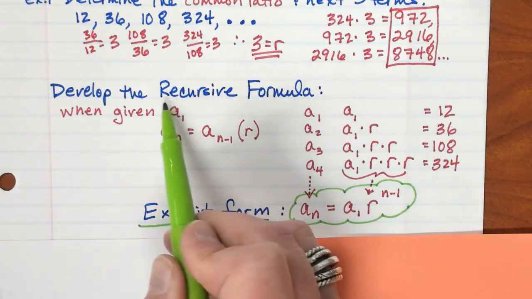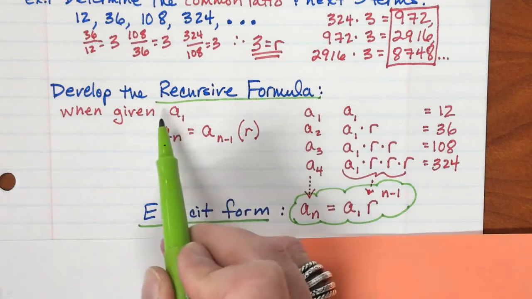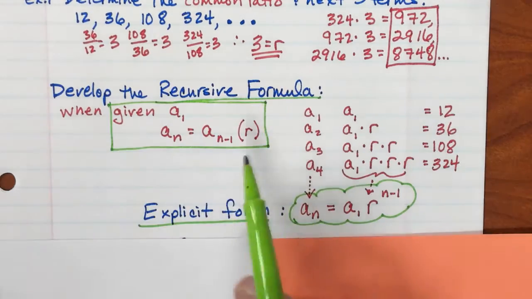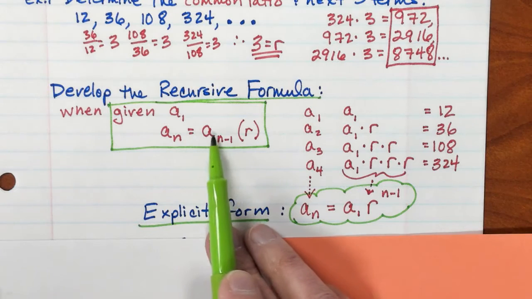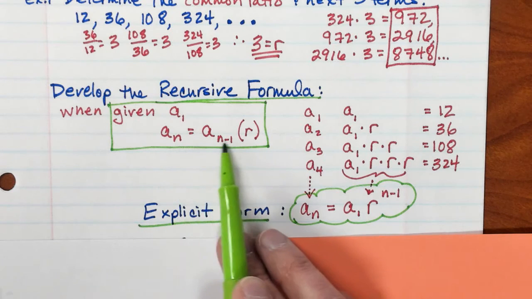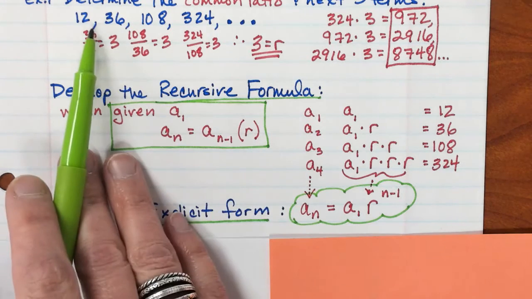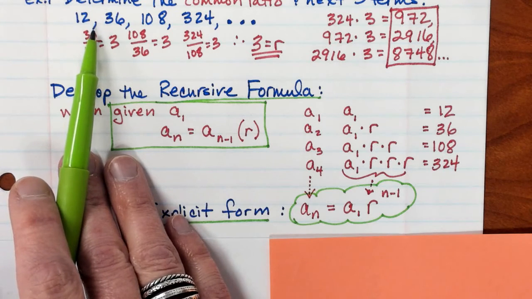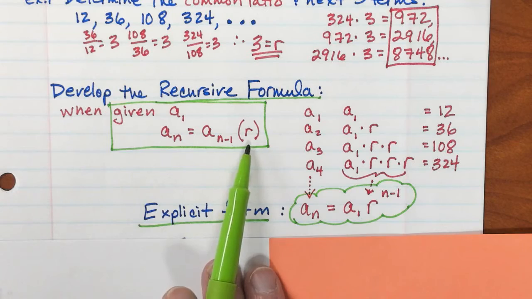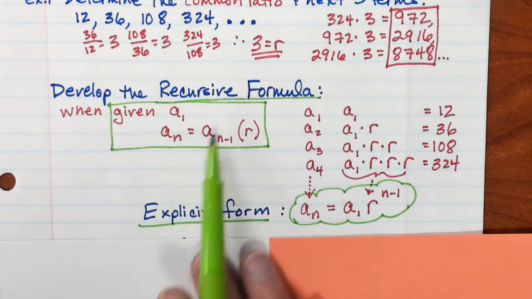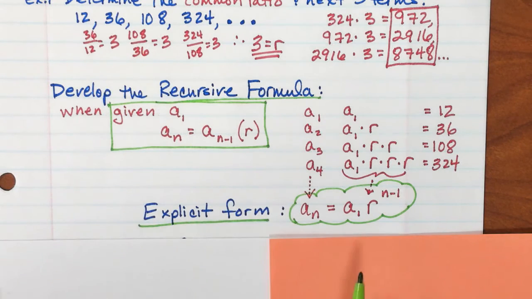Now let's look at the recursive formula. That's this one. You have to be given the first term, and then you have the previous term, the n minus 1, times your ratio. That's what we did here. We were given 12, and then to get the next term, it was going to be 12 times 3. To get the next term, we used the 36 times 3 to get 108. That's recursive.